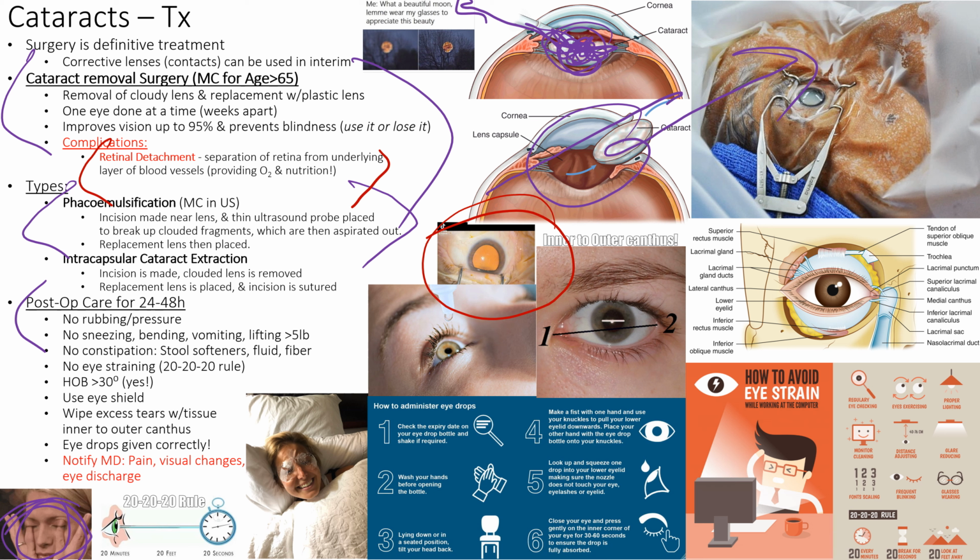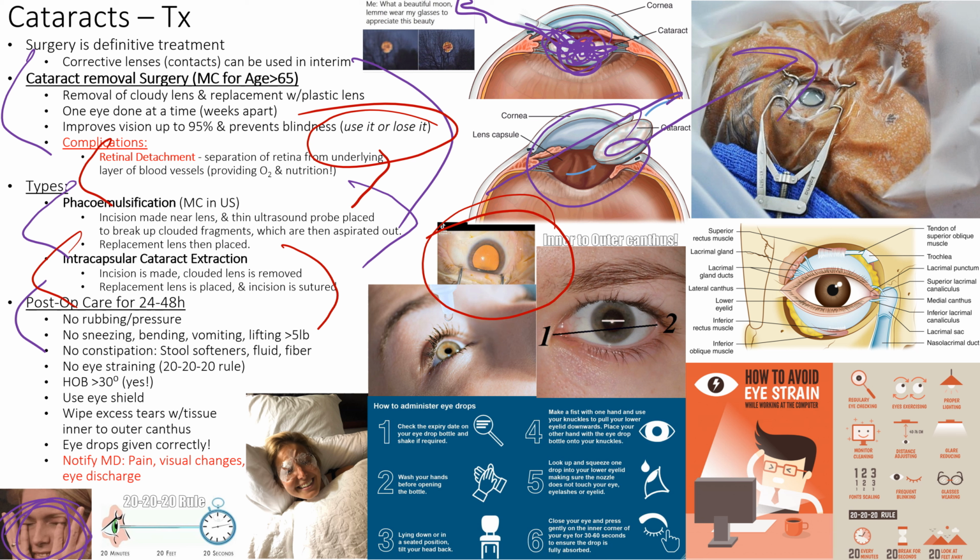Okay, so cataract surgery improves about 95% of someone's vision and prevents blindness. Remember, it's a use it or lose it system. All right, so intracapsular cataract extraction, that's where you take the whole thing out and put a replacement in. That's usually been replaced by this phacoemulsification. All right, so what's the post-op care? What do you do afterwards?